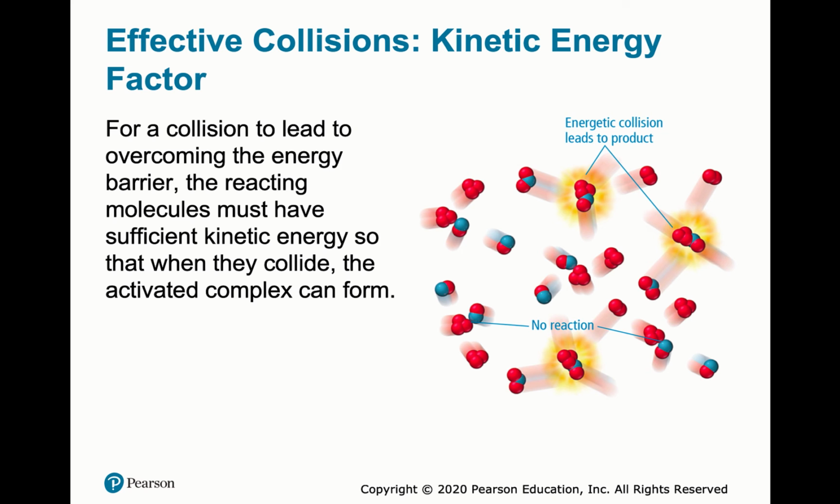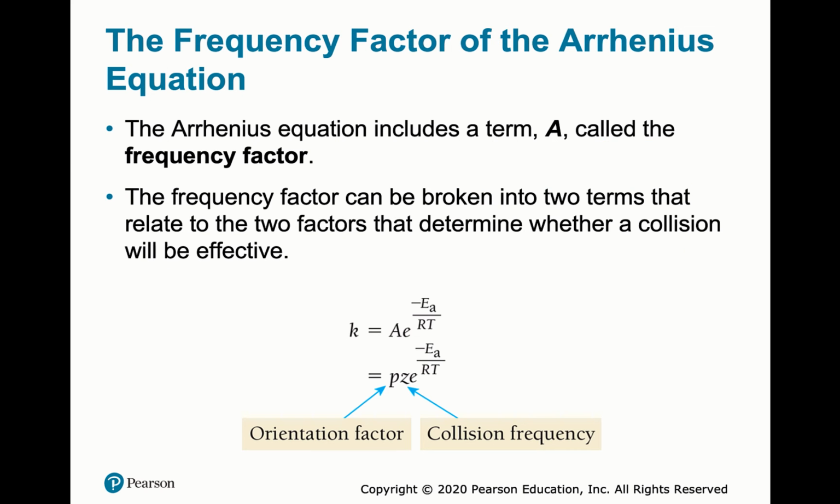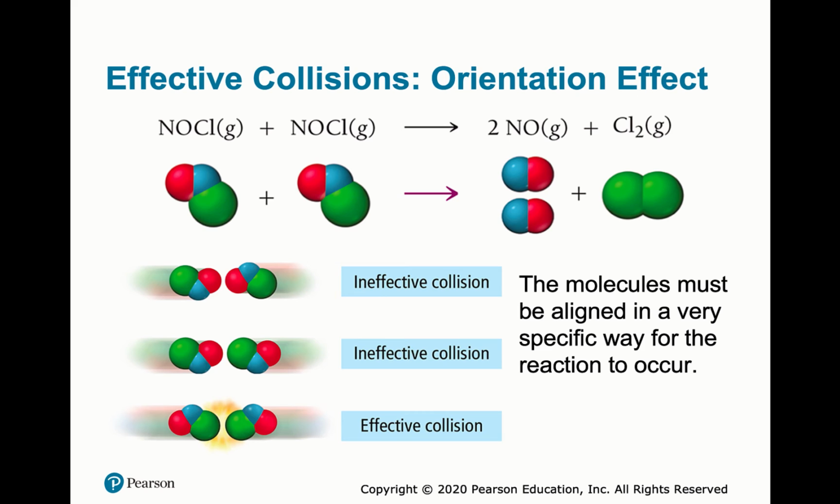So for effective collisions, there has to be enough energy in order for the chemical reaction to happen, to surmount that activation energy. So that's one of them. And the frequency factor is also the orientation of the molecules and the collision frequency. So certain collisions don't make reactions. For instance here, if you look at two NOCl reacting to form 2 NO plus chlorine gas, there has to be a specific type of collision. In this case, the chlorines have to have an effective collision.